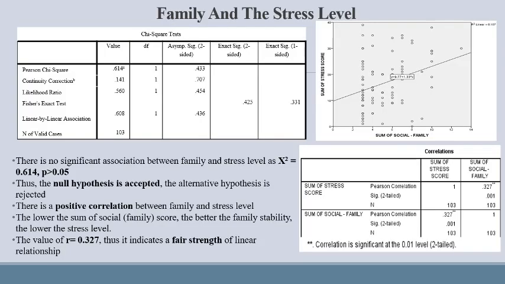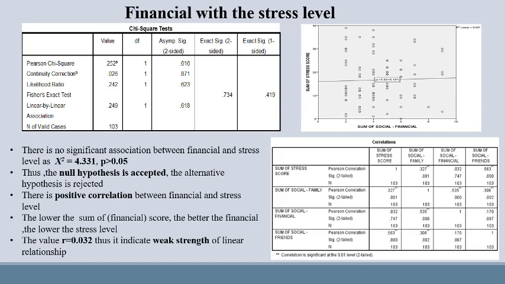Family and the stress level. There is a significant association between family and the stress level, as Pearson chi-square is 0.614, p-value more than 0.05. Thus, null hypothesis is accepted and the alternative hypothesis is rejected. There is positive correlation between family and the stress level. The value of R was 0.327, thus it indicates a fair strength of linear relationship.